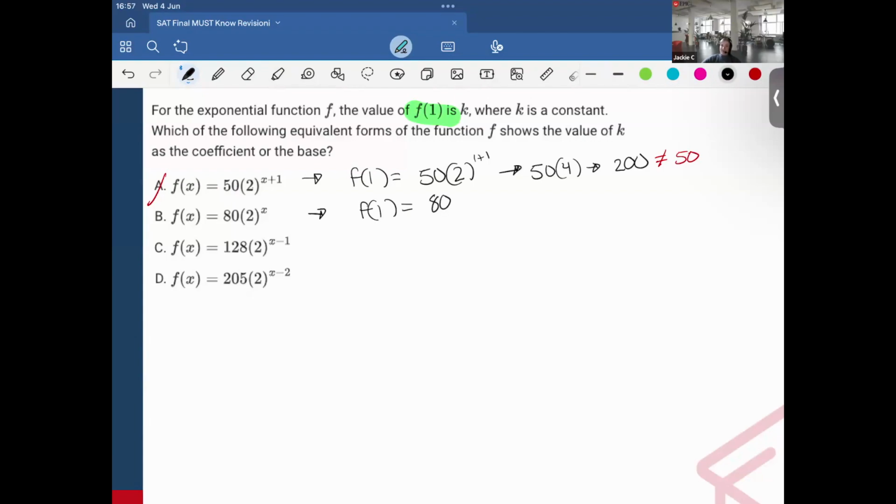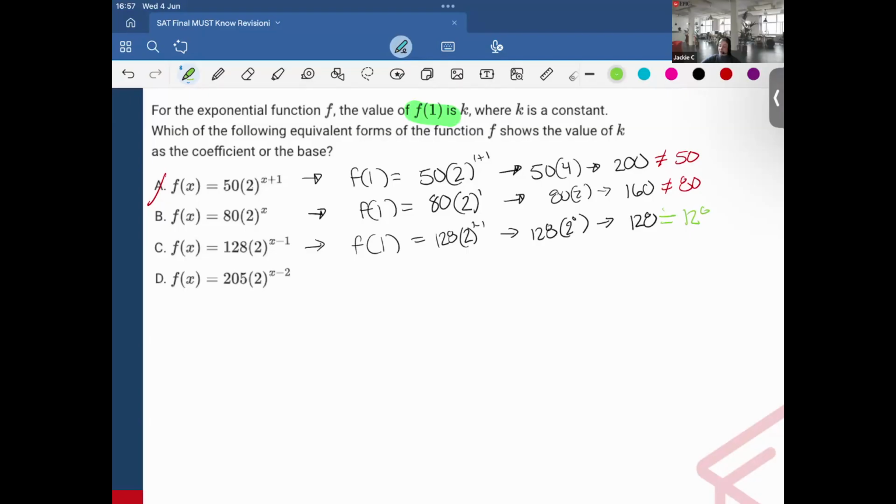I can already see what the answer is, but for learning purposes, I will write everything out. So this would be 80 times 2, that's 160, and 160 does not equal 80. So that also doesn't match. This one, f of 1 is equal to 128 to the 1 minus 1, which will be 128 raised to the 2 to the 0. Remember, anything raised to the 0 power is 1. So this is 128, which is equal to its constant or coefficient. And ding, ding, ding, we have a winner. And that would be the answer.